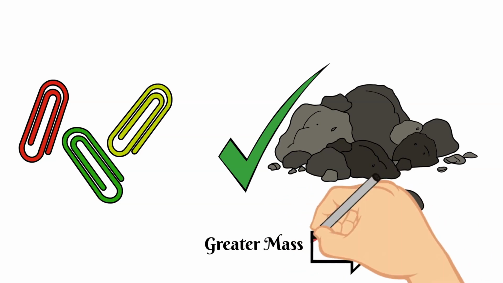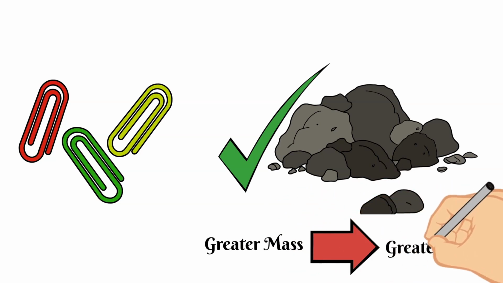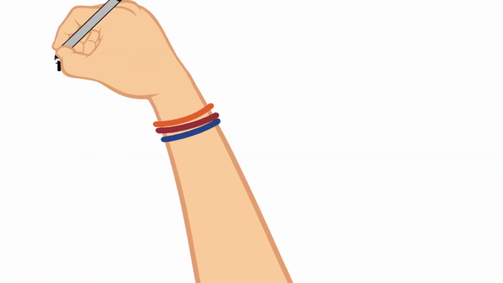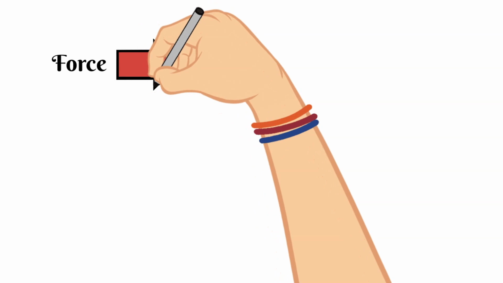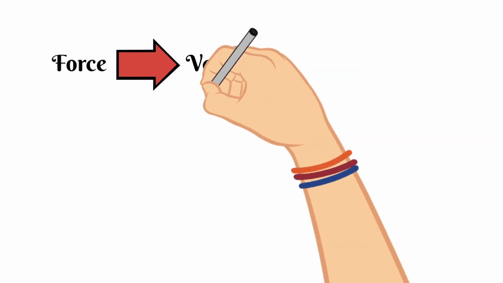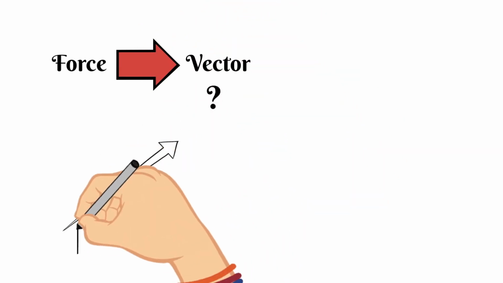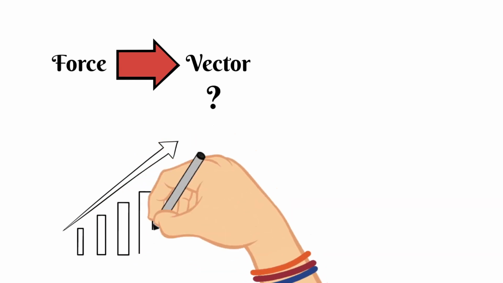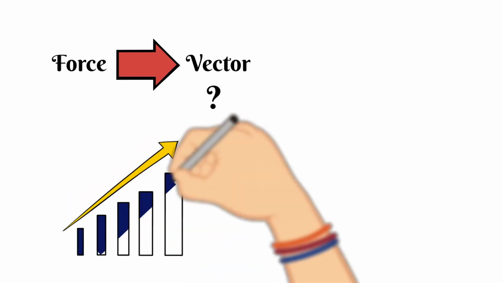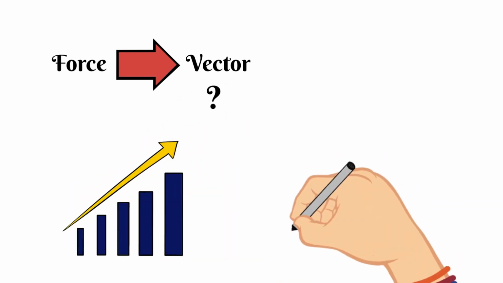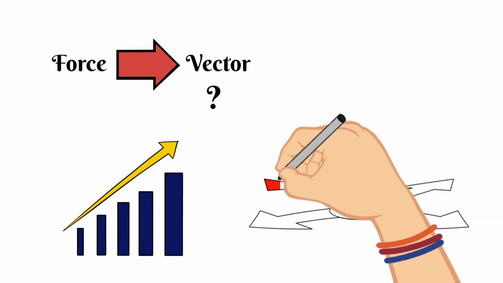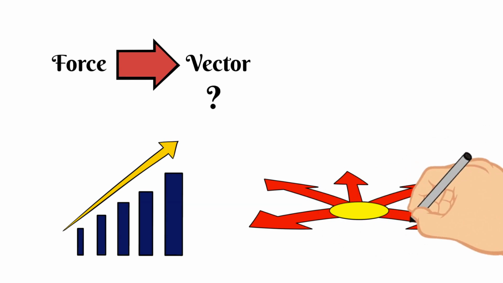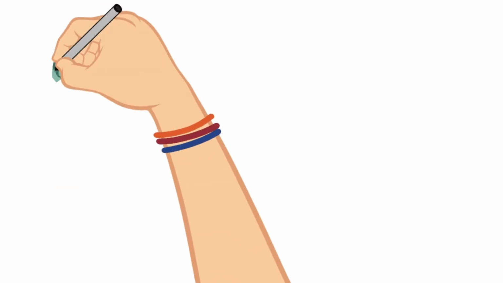Now, it's important to note that force is a vector. What is a vector, you ask? Well, a vector has magnitude and direction. So force is described by its magnitude, or how much is being applied, as well as the direction in which it is being applied as well.